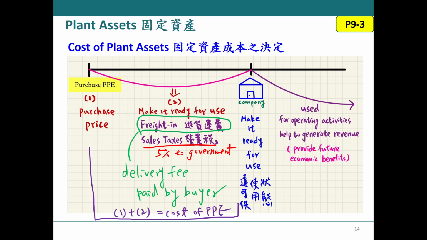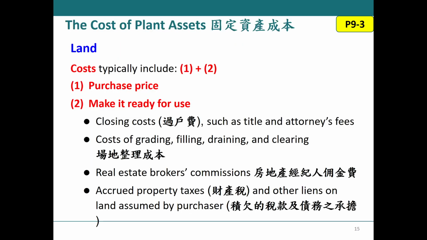Okay? So based on this logic, I think most of PPE, how to determine the cost should be no problem for you guys. Okay? So let's look at the land. So land, what's the cost? 1 plus 2, right? So what's 1? Purchase price. What's 2? Make it ready for use. So for 2, make it ready for use means what? The land become yours. You could use it.